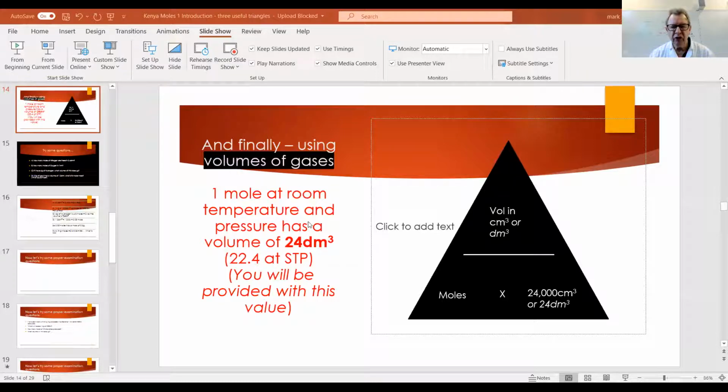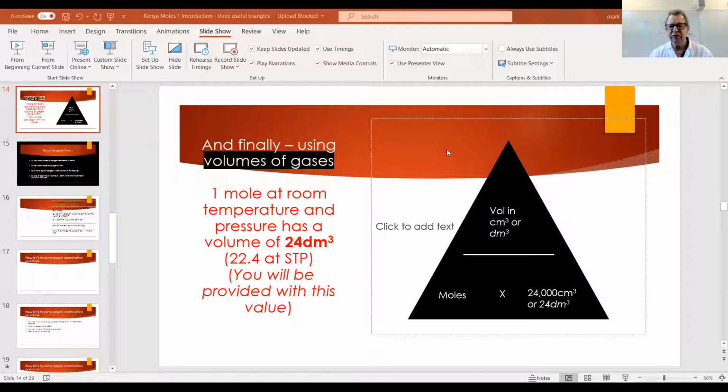And that's 24 cubic decimeters or 24,000 cubic centimeters here. Moles at the bottom, the volume of the gas at the top, and 24,000 or 24 cubic decimeters at the bottom here. That's the bit I said you will be provided with. So let's have a look at some examples.